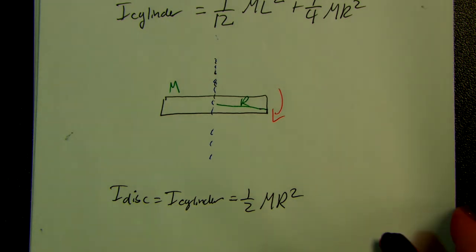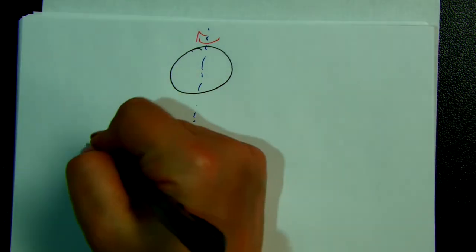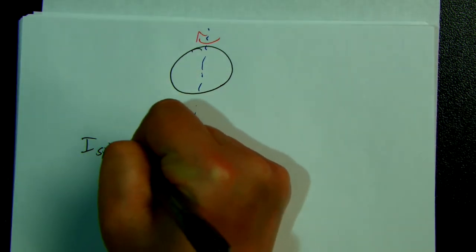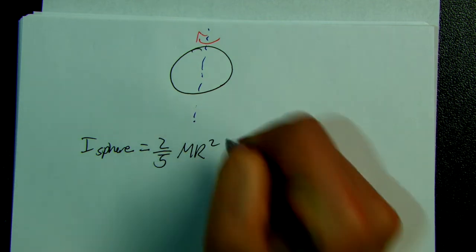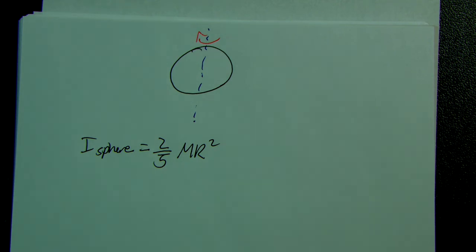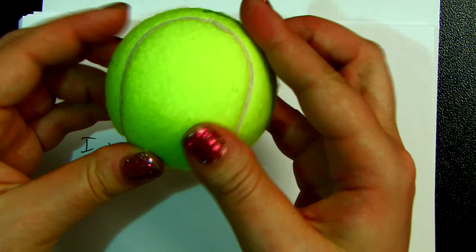Okay, and now you could have a sphere rotating right down the middle. I sphere is equal to 2/5 mr squared. So this would be a sphere rotating like so.